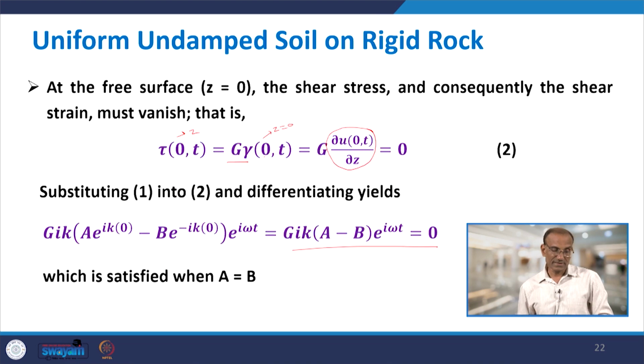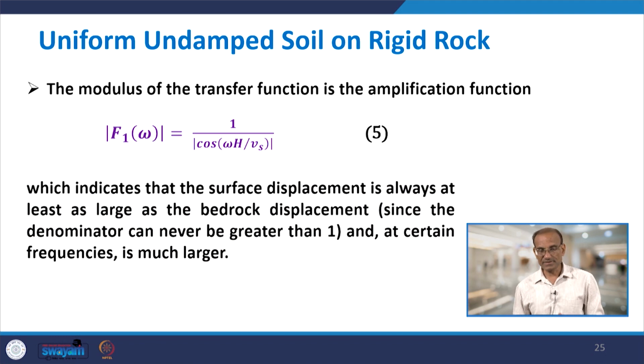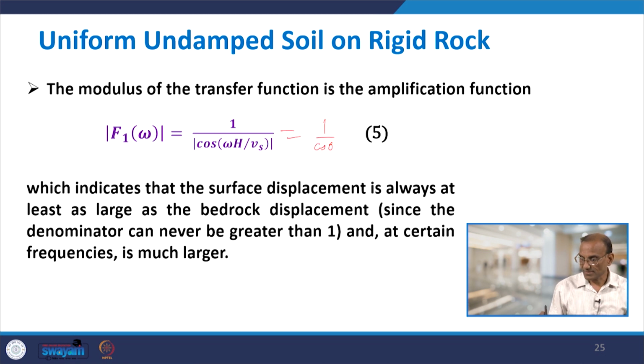So, in this case you got the transfer function in a very compact form, and this is equation 5 which we already discussed. The modulus of the transfer function is the amplification function, which indicates that the surface displacement is always at least as large as the bedrock displacement. Because why? The value of the denominator, omega h over Vs, could be written as theta. So, if I say 1 over cos theta, where theta is nothing but omega h over Vs.